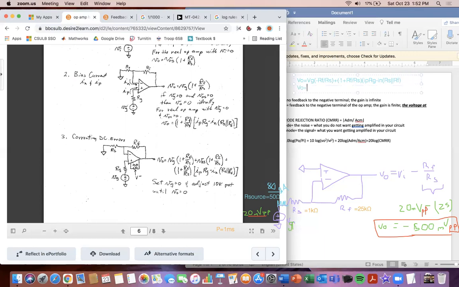Voltage output is equal to, and the source generated is 20 millivolts peak to peak times negative RF, which is 25K ohms, divided by RS, which is, oh sorry, right here, I should change that for an inverting amp. RS is going to be 1K ohm, and then plus the gain, again, the same thing, negative 25K ohm divided by 1K ohm, and then multiplied by the input bias current, which we know is 80 nanoamps from the data sheet, times the source resistance, which here is 50 ohms, and then minus the input bias current for the other one, and then the parallel combination of RS and RF, which is 1K ohm in parallel with 25K ohm. Now that we know that, we can solve.